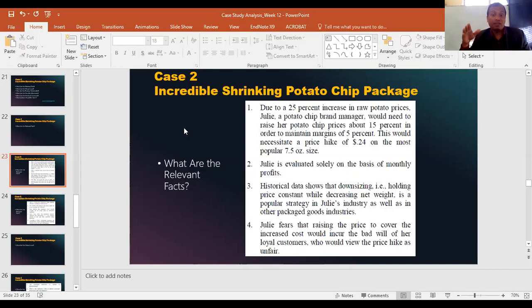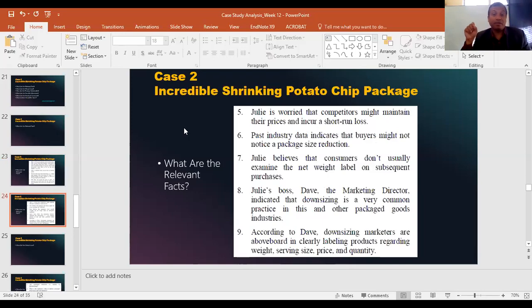Historical data shows that downsizing, holding the price constant while decreasing the net weight, is a popular strategy. That is the fact given in the case. It's not based on our assumption that it's quite common. No, the case says that. Julia fears that raising the price to cover the increased cost would incur the ill will of her loyal customers, who would view the price hike as unfair. That is the fact given. Julia is worried about the competition. That is the fact.